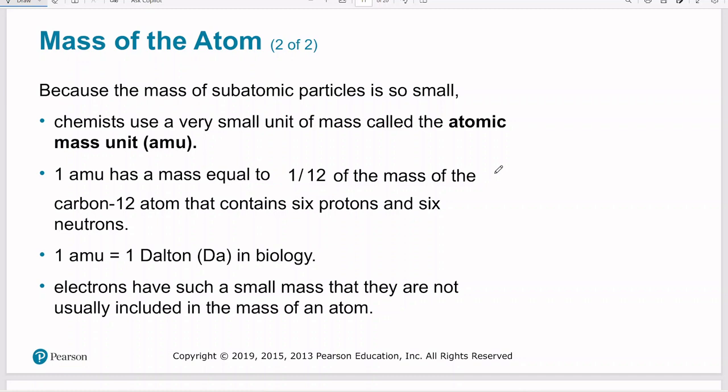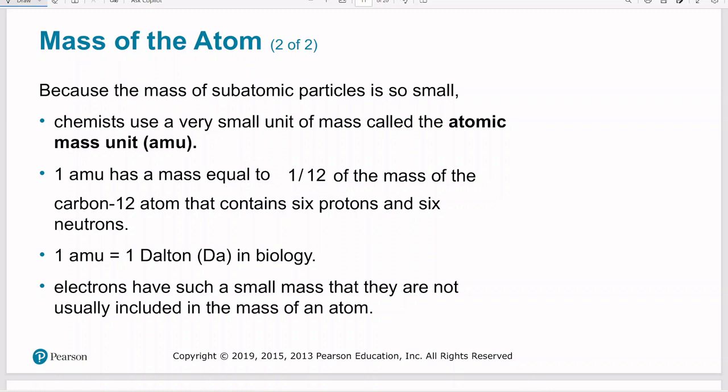Now we're going to see another way later on in the course to weigh or to measure the mass of atoms, and that's going to be in grams per mole. We're going to see that AMUs can be equated to grams per mole, so we can use those units interchangeably. We use AMUs, for example, if we're talking about a single molecule or atom, and we use grams per mole if we want to actually measure a certain amount of atoms on a scale.